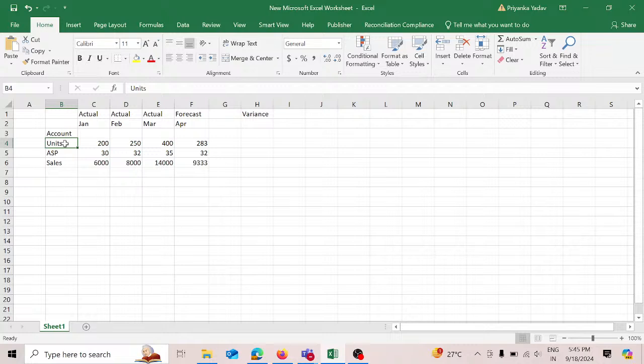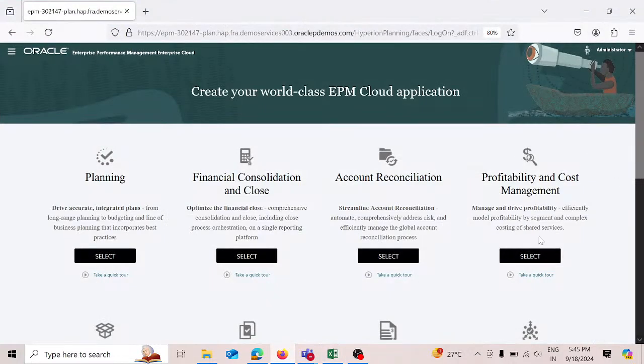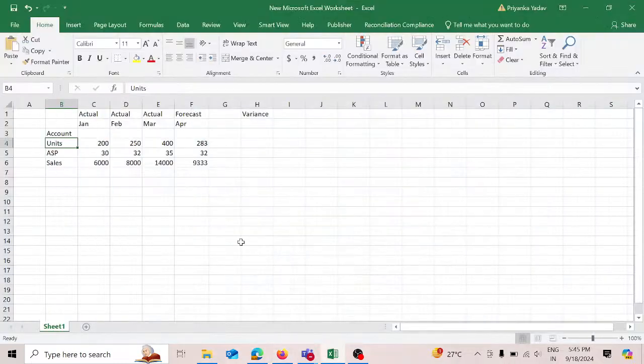and actually this application is not working right now. I have to restore the backup. So I had created all these drivers in the application, the units, the ASP, and here sales also, and then we have used the data form where I would have calculated the forecast.